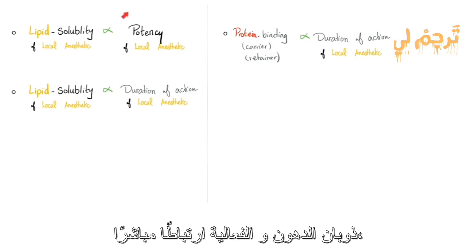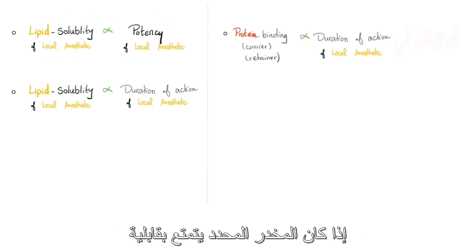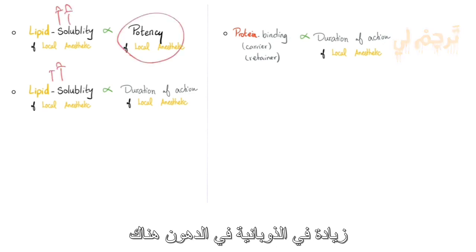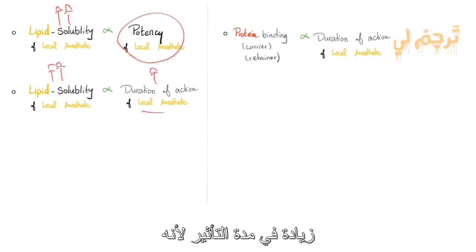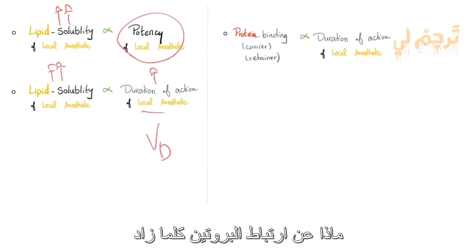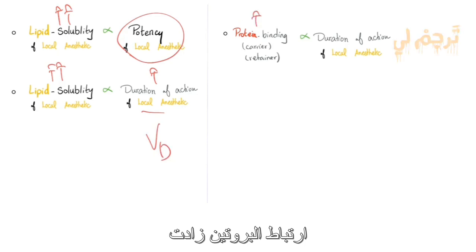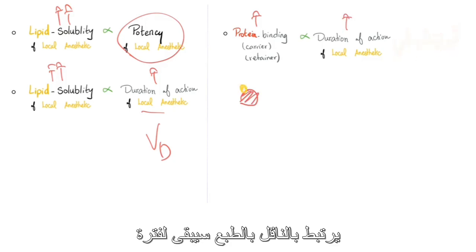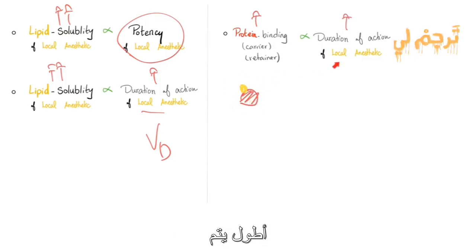Some rules. Lipid solubility and potency are directly related. If the certain anesthetic has a greater lipid solubility, there is increased potency. If there is increased lipid solubility, there is increased duration of action because it's passing through membrane, increasing its volume of distribution. How about protein binding? The greater the protein binding, the greater the duration. How come? Because protein is a carrier, right? If this is a local anesthetic binding to the carrier, of course, it's going to stay longer.